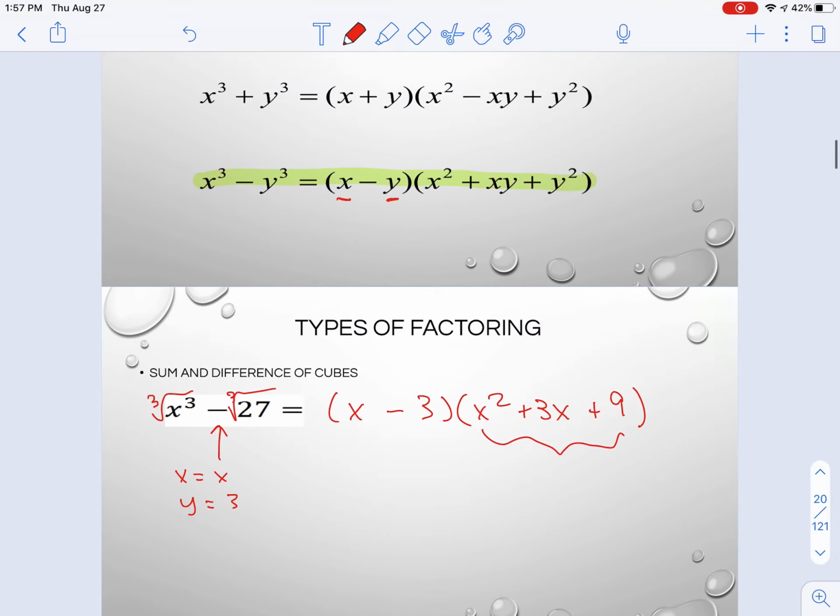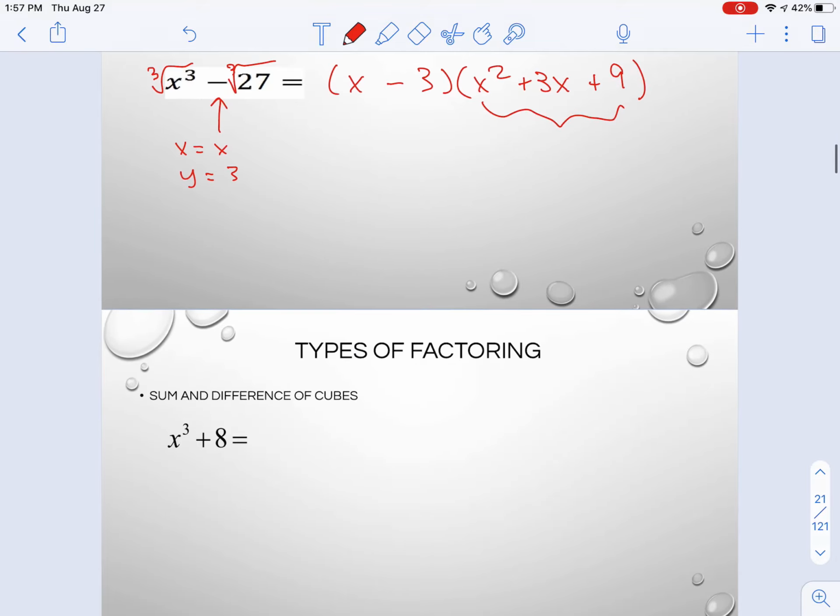Here's another example. This one's addition. So same thing, I'm going to bounce back and forth here. If I take the cube root of each of these, they're perfect. So my x value in my formula is going to be x in this case, and my y value in my formula is going to be 2.